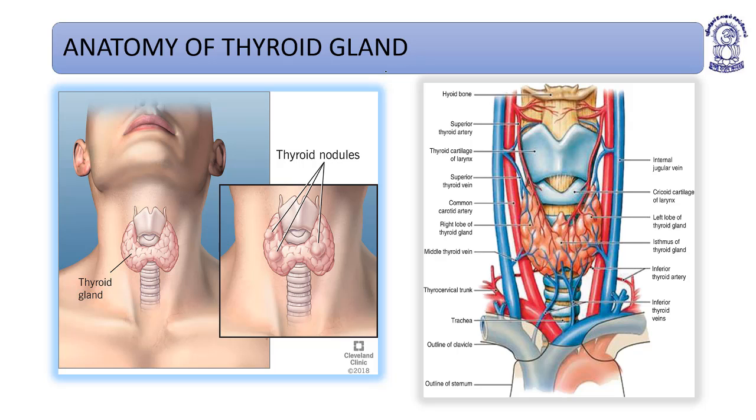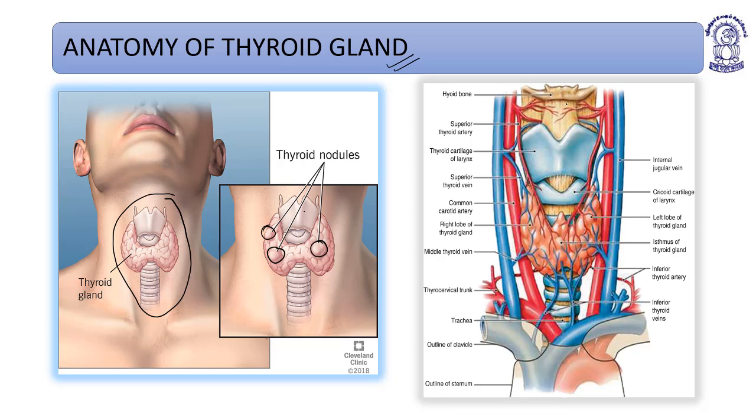Now, the anatomy of the thyroid gland. You can see it is located in the tracheal region, just above the initial part of the trachea. These are thyroid nodules, which are present. This is the hyoid bone. This is the thyroid cartilage. This is the hyoid bone.